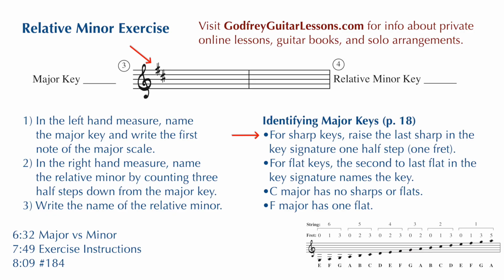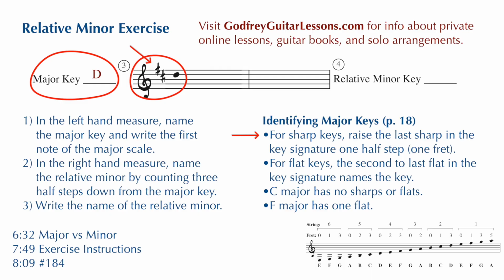To find the name of our major key, we take the last sharp in the row, that C sharp, raise it a half step or 1 fret, you find yourself on a D, so we are in the key of D major. Write a D note in the staff, and then fill in that major key with D.